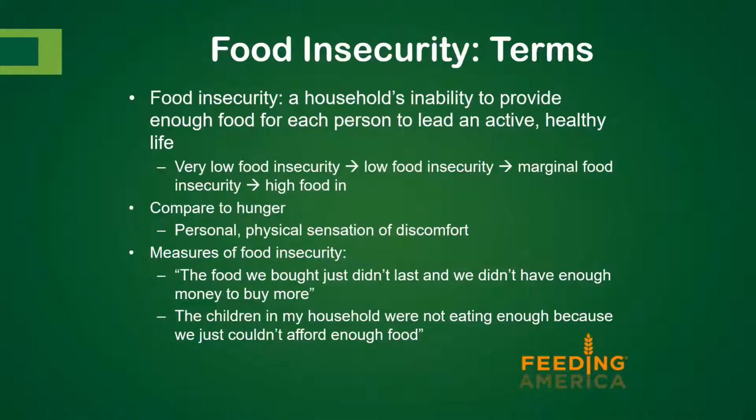In the studies that we are focusing on today, food insecurity was measured by a 2-question validation system. So if a family answered yes to these 2 statements during the survey, "The food we bought just didn't last and we didn't have enough money to buy more," and "The children in my household were not eating enough because we just couldn't afford enough food," then they were marked as being food insecure. Next slide, please.